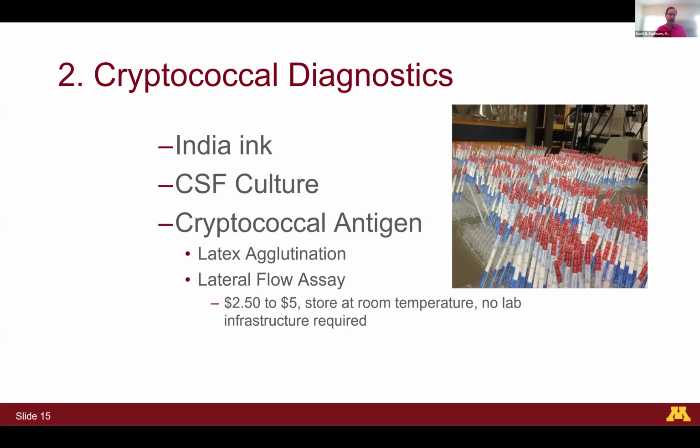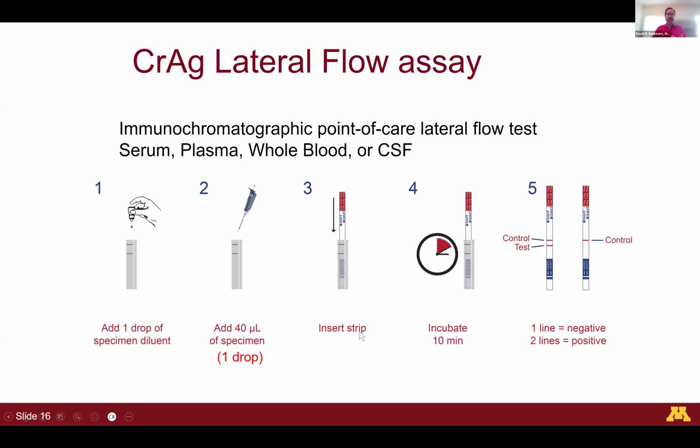And this is a really great assay. It's simple. There's no lab infrastructure needed, and it can be done really anywhere. This is an immunochromatographic point of care lateral flow assay, and people are fairly familiar with these nowadays. It's very simple. One drop of diluent, one drop of specimen, which could be blood, serum, plasma, or CSF. You insert the strip, and within 5 to 10 minutes, you read it, and it's boom.